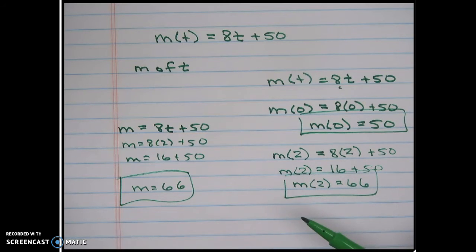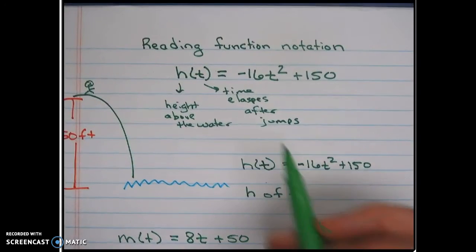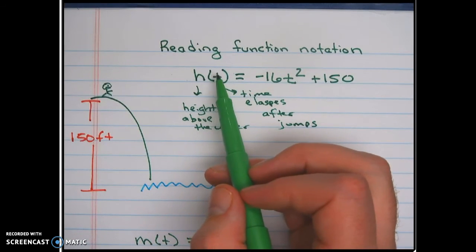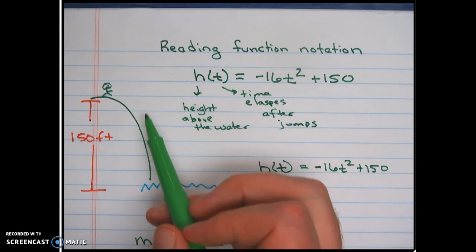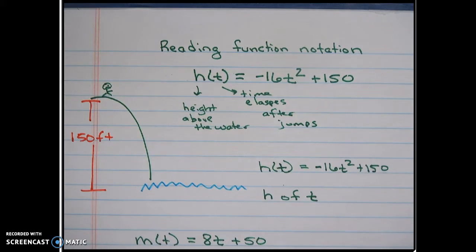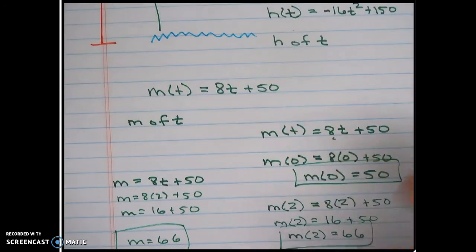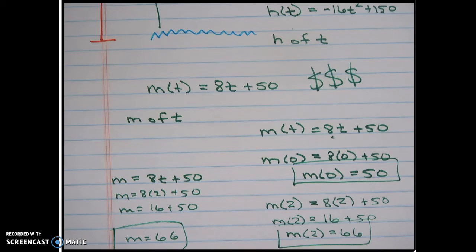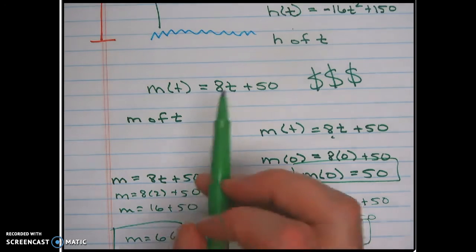So the biggest thing when you think about function notation is when you read it, just know that it's talking about something depending on something. It's talking about two quantities. In this case, my height depended on my time. The height above the water depends on how much time goes by. In this case, talking about money, what is your money? If you go work, what does your money depend on? It depends on how many hours you work.